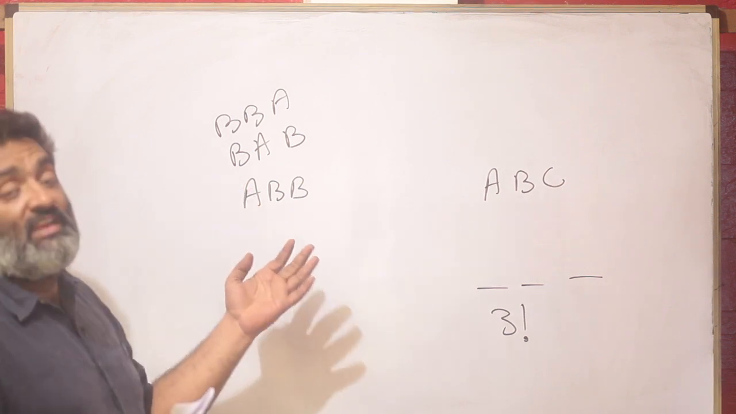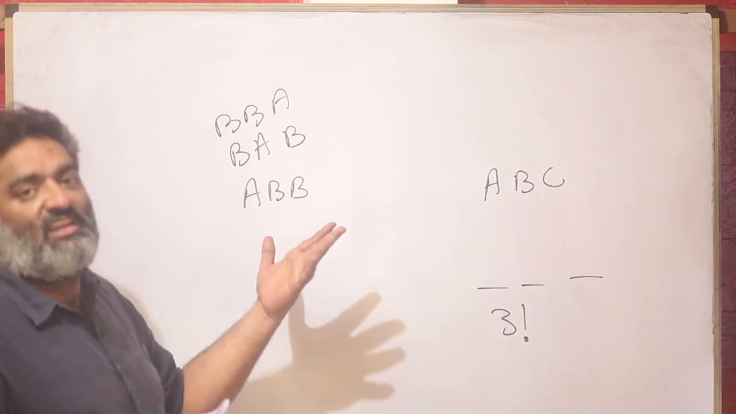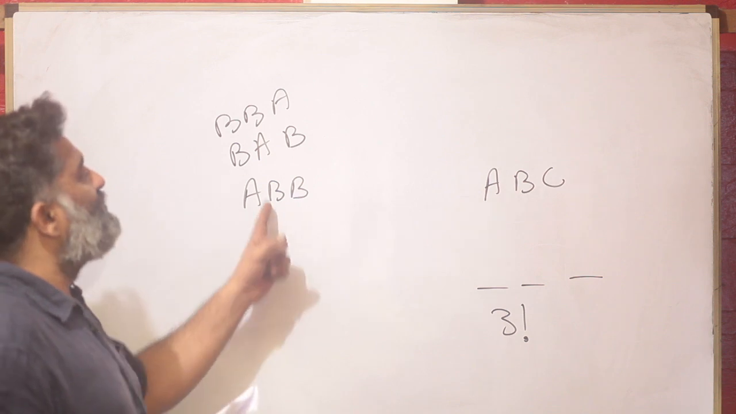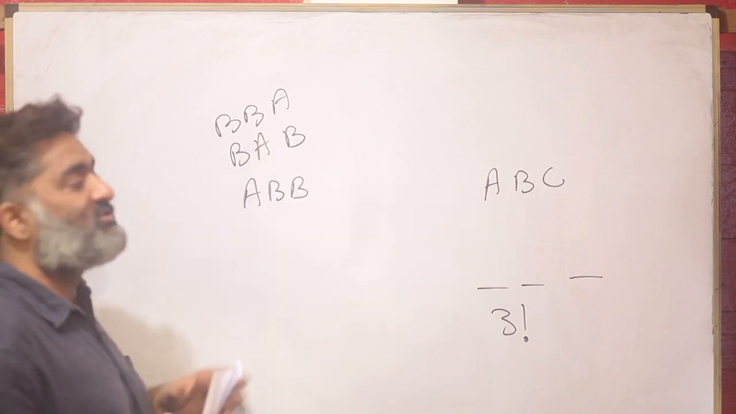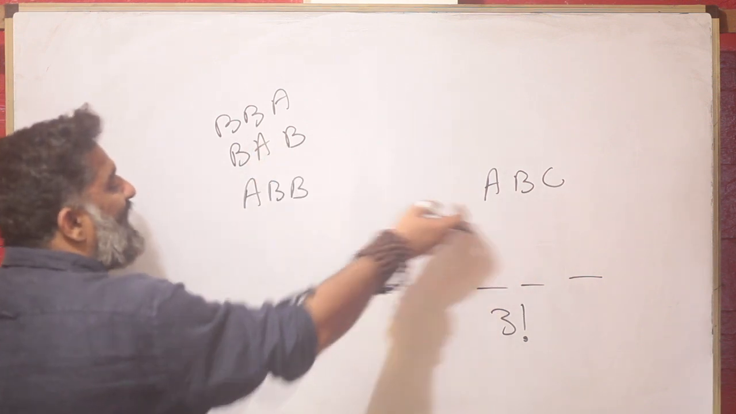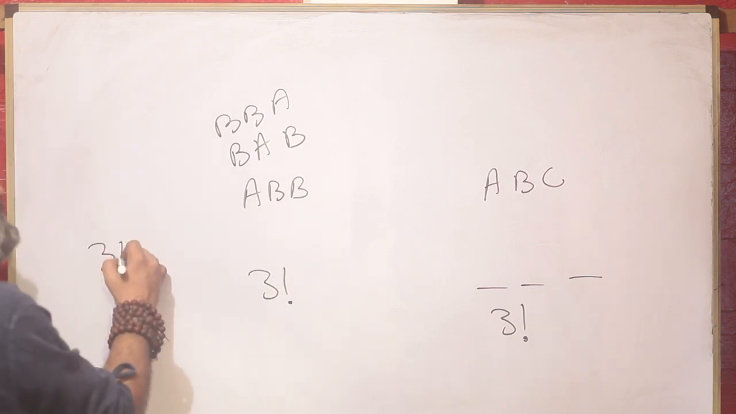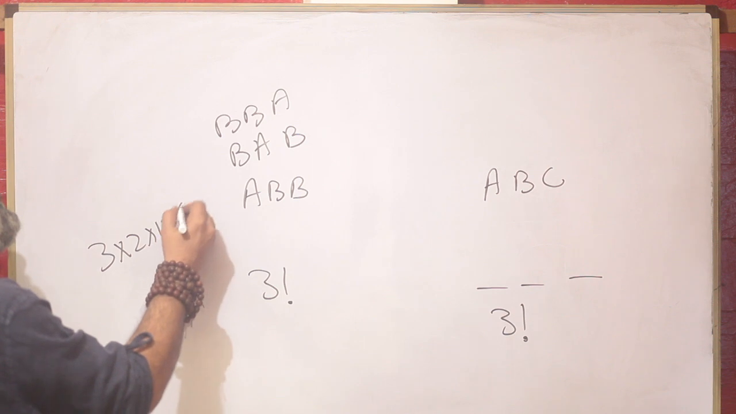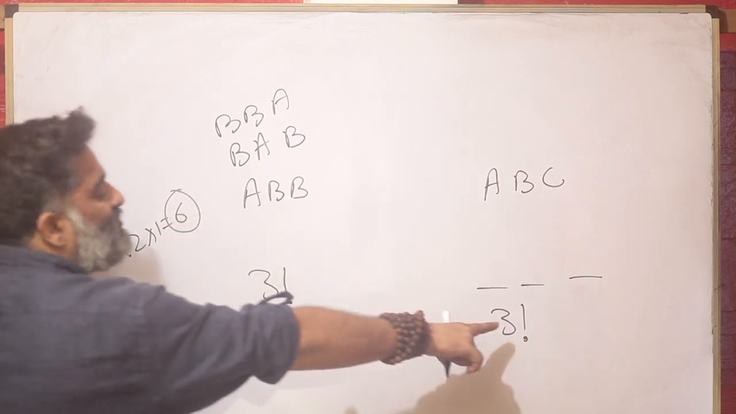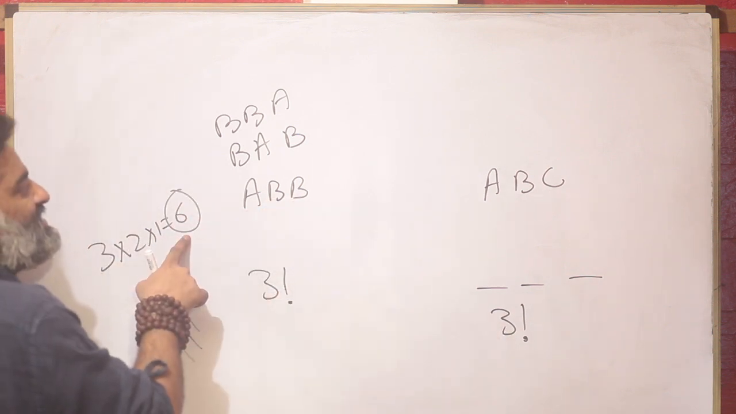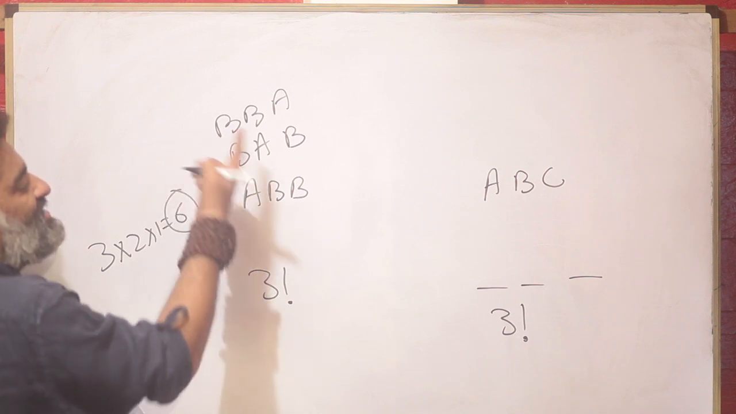Sit with this for a minute, see if you can come up with any other arrangement, and the answer will be no. You can only create these three scenarios. But if you blindly apply this logic, you will say my answer is 3 factorial, which is 3 into 2 into 1, equal to 6. So according to this logic, your answer should have been 6, but you can physically see your answer is only 3.